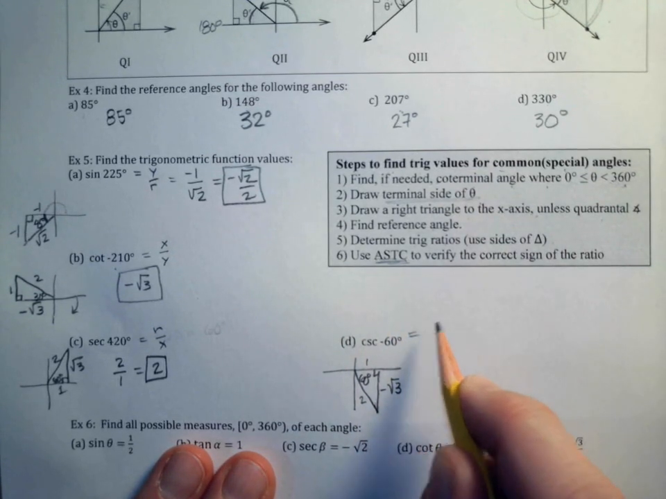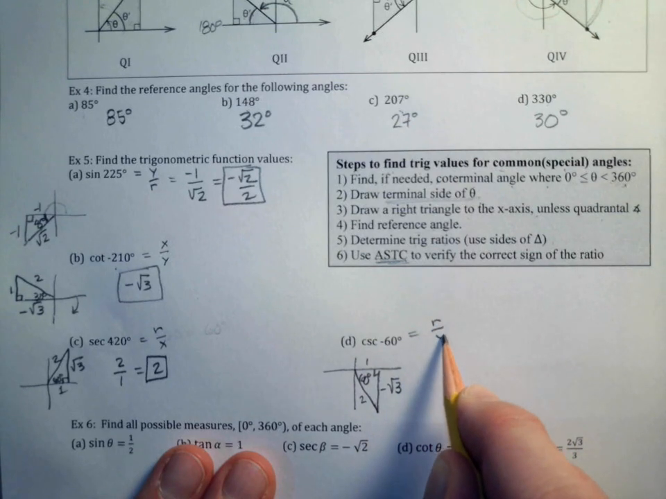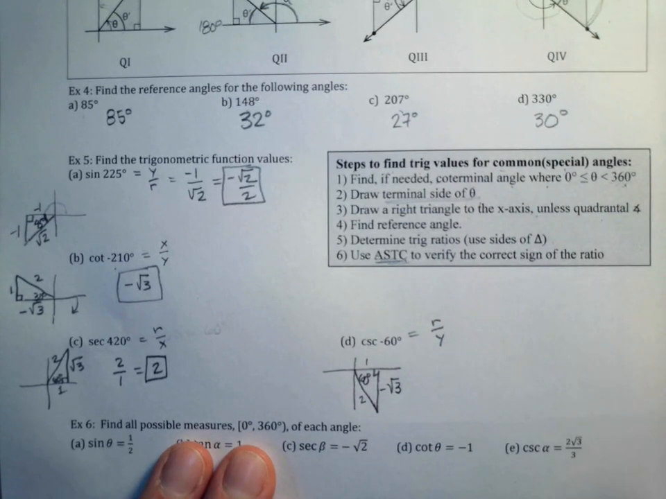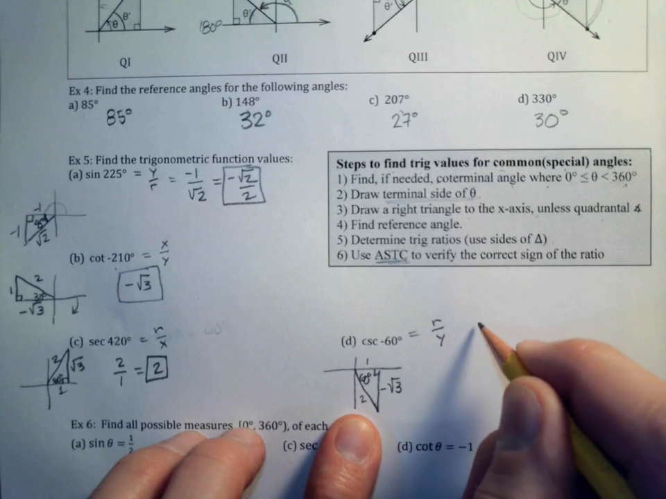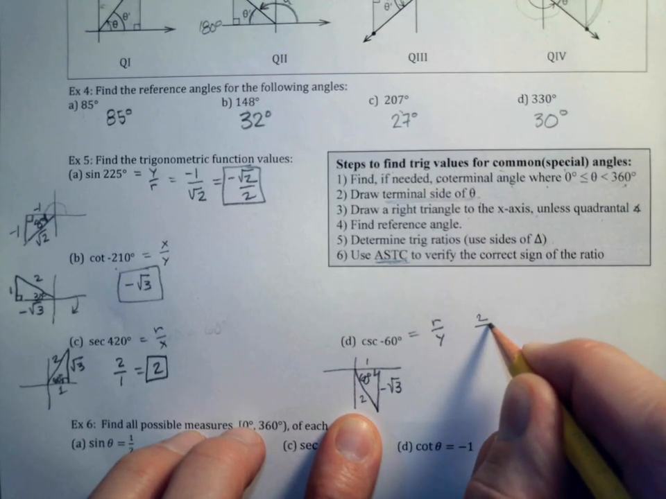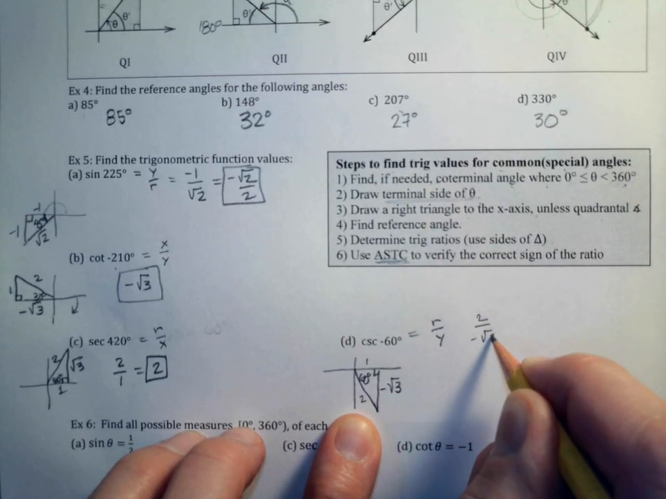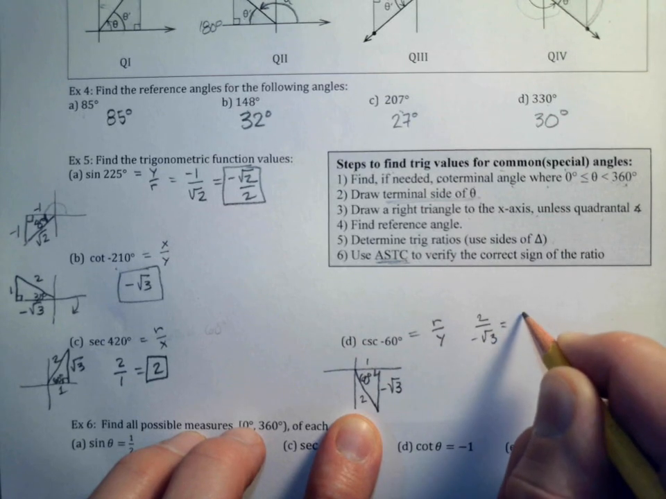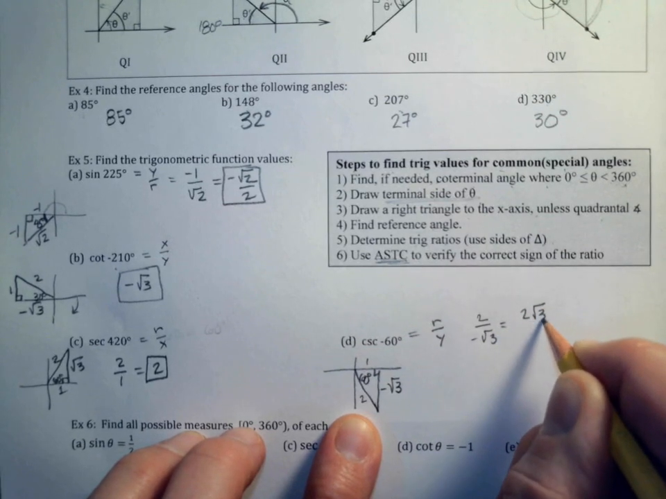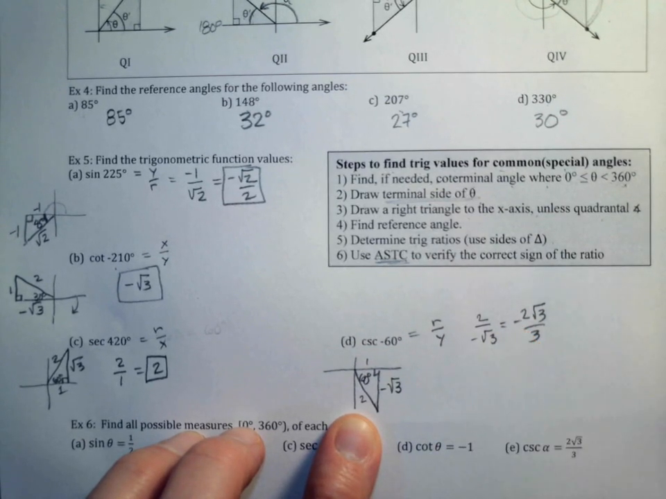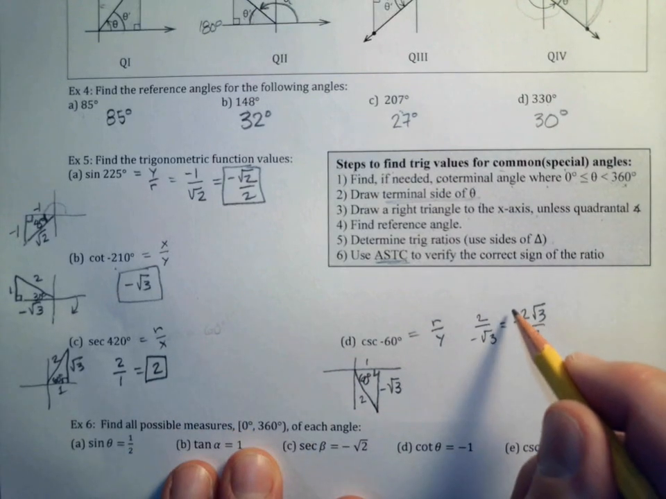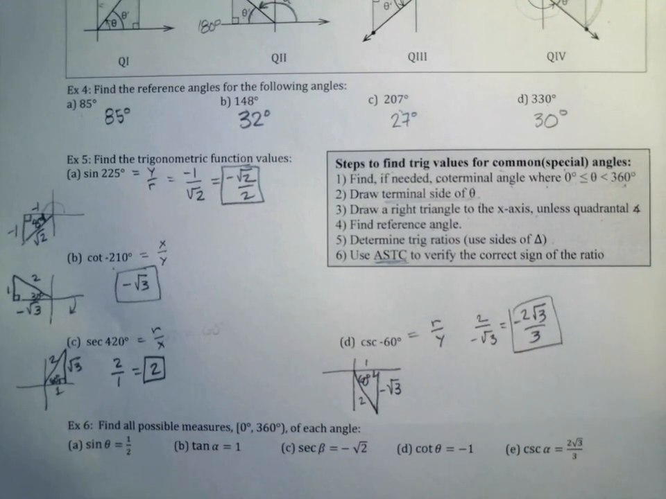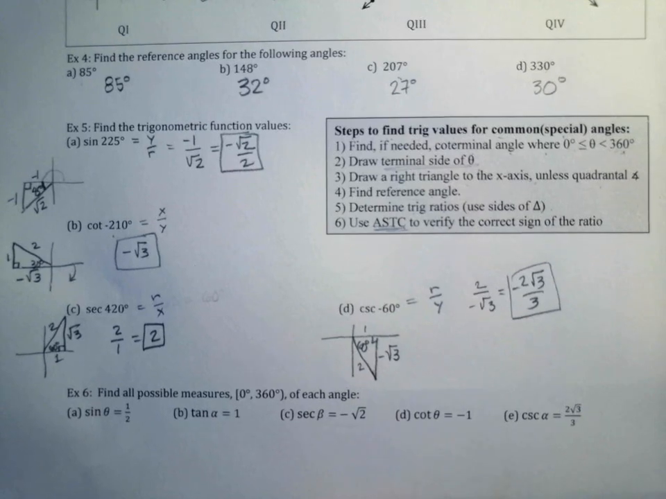And cosecant, that is r over y. And so we have 2 over negative square root of 3, and then we just simplify that. That's going to be 2 square roots of 3 over 3. Oh, but don't forget, it's negative. Okay. Makes sense? All right, next one.